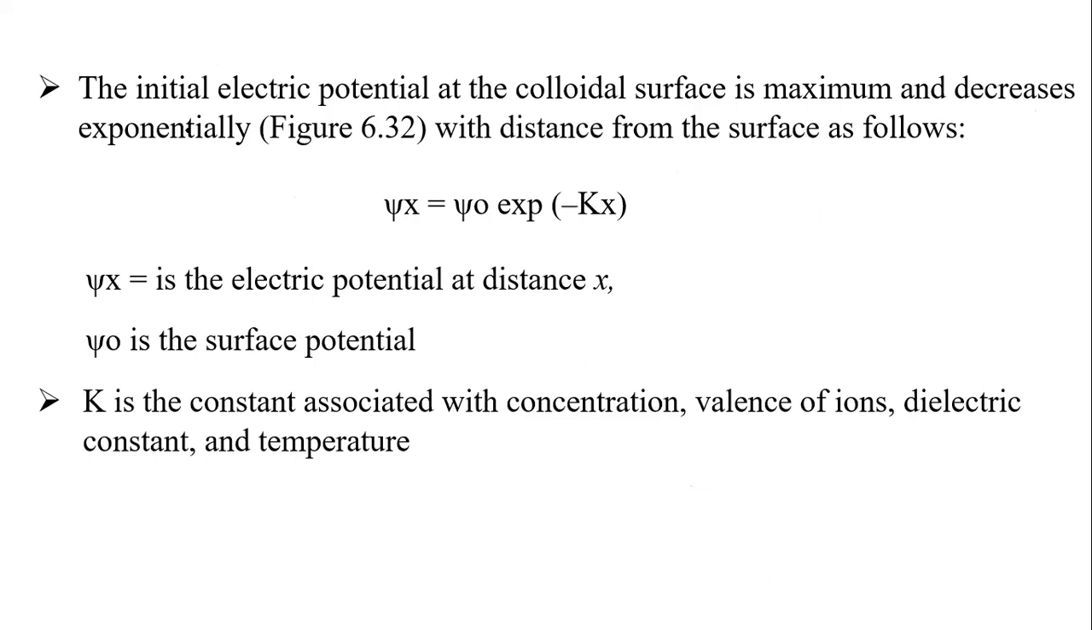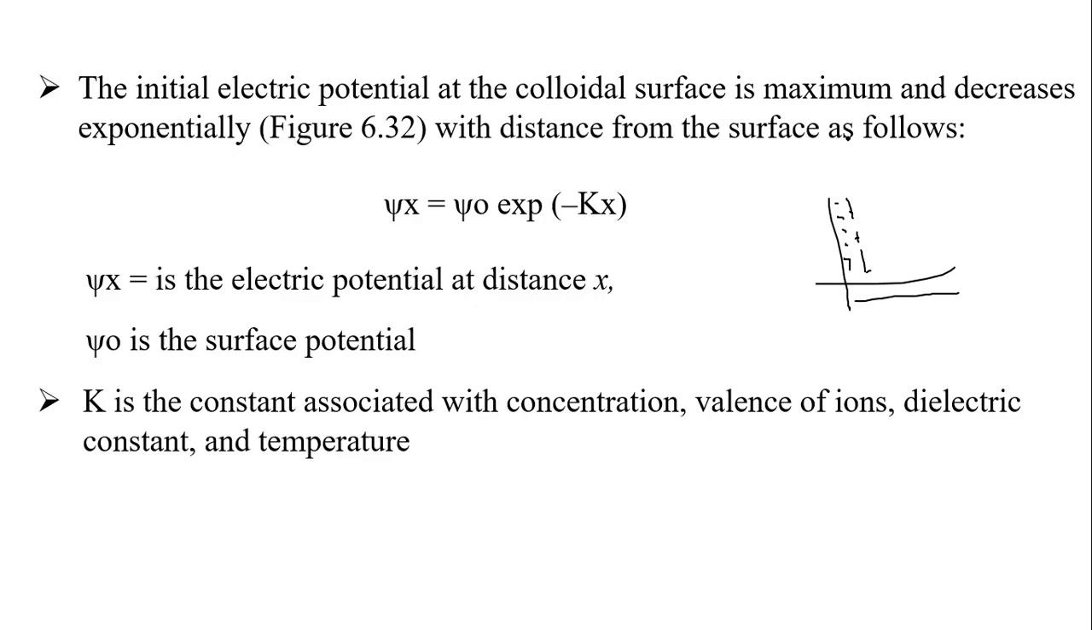So generally, the initial electric potential of the colloidal surface is maximum. That is what I always explain. Near the surface, here is the negatively charged clay particle, the electric potential is very high because it is very near to the charged surface. But as the distance from the colloidal surface or clay particle increases, it will decrease exponentially with distance.